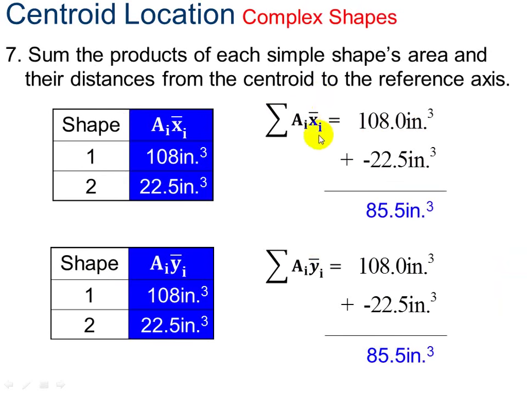So now let's plug it into our formula. We need to sum the areas times the x's. So that was these two. We have them added here, but your area was negative, so we get 85.5. We've seen that number before.